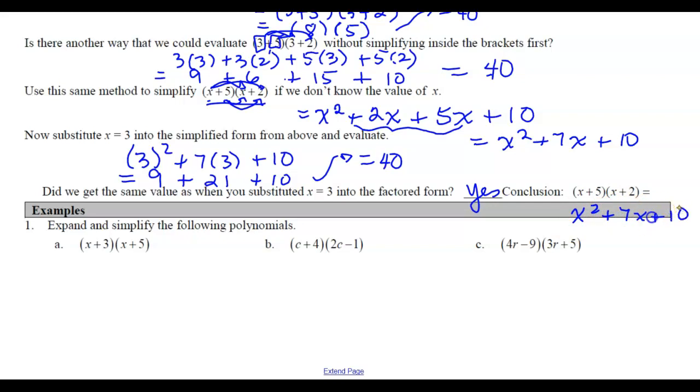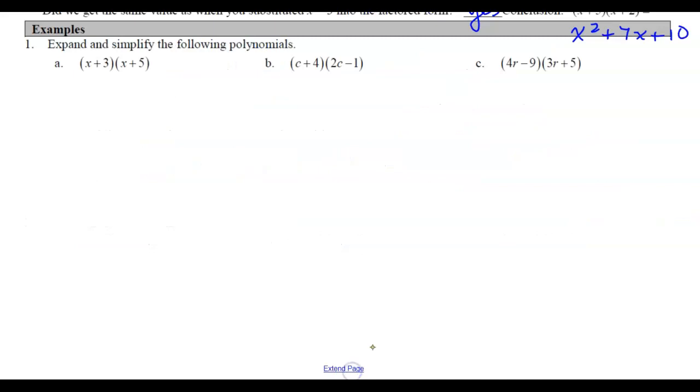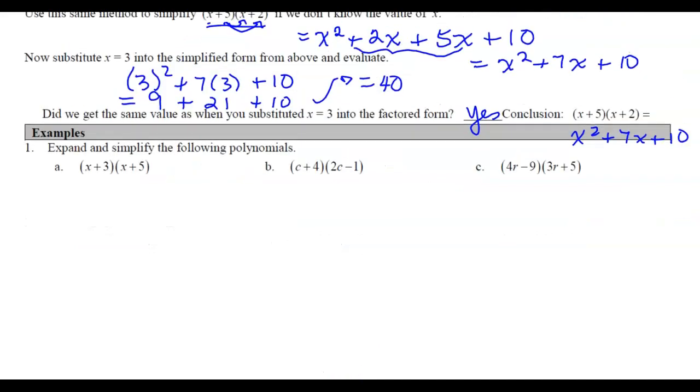First terms together, last terms together, and then there's a middle term. Could be 2 middle terms depending on how many variables are used. So I want you to do the next one just the same. Do 1A. Expand it out. Everything in the first bracket by everything in the second bracket.